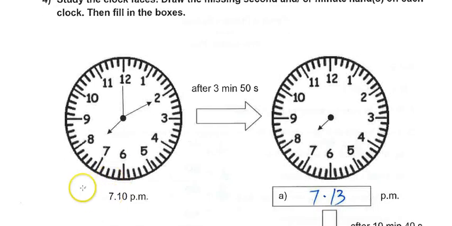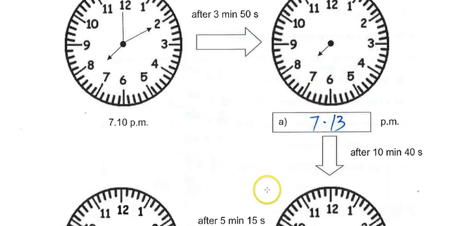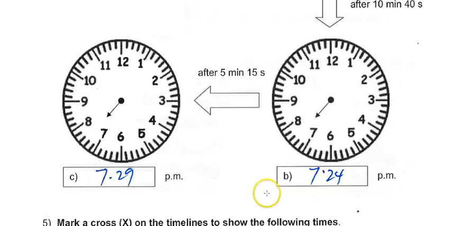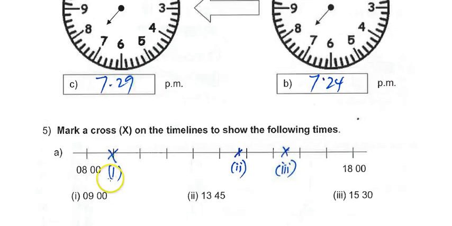Okay, this one is quite straightforward. I will not go through it with you. We've gone through it once, so just double check the answer. This is 7:13, and going down here, this is 7:24, and that is 7:29. Right? Let's carry on.